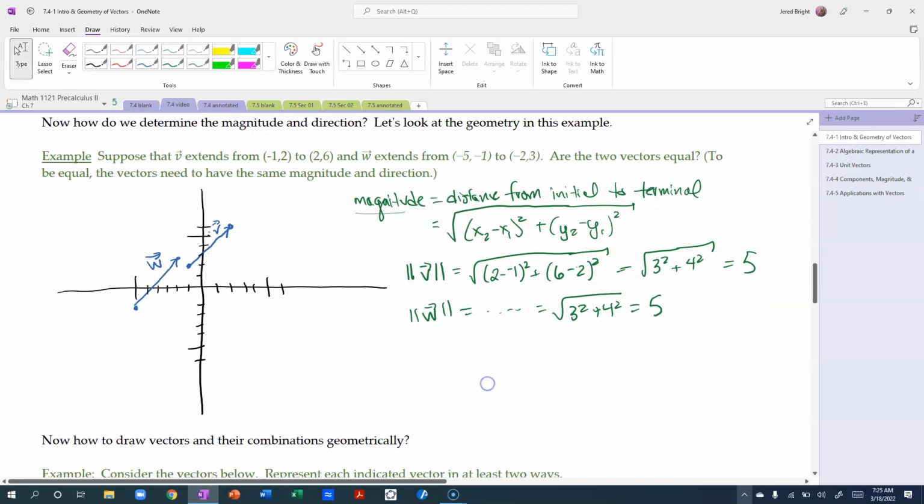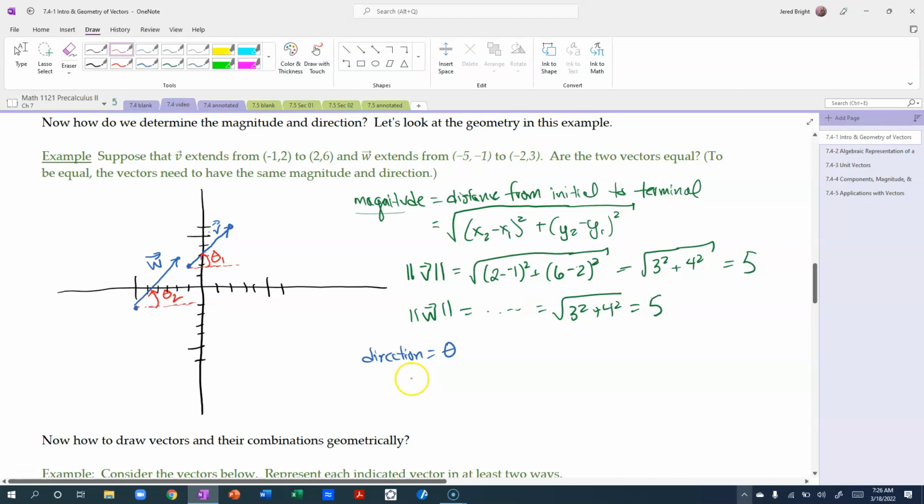Okay, for direction, that is going to be given by an angle theta. What I want to do is imagine from the initial point, this is very critical, from the initial point, a horizontal line going to the right, and the angle for each one of these is going to be from that horizontal line up to the vector. So again, from w, here's my horizontal line, go from that horizontal line on up to the vector, that's going to be my other angle there.